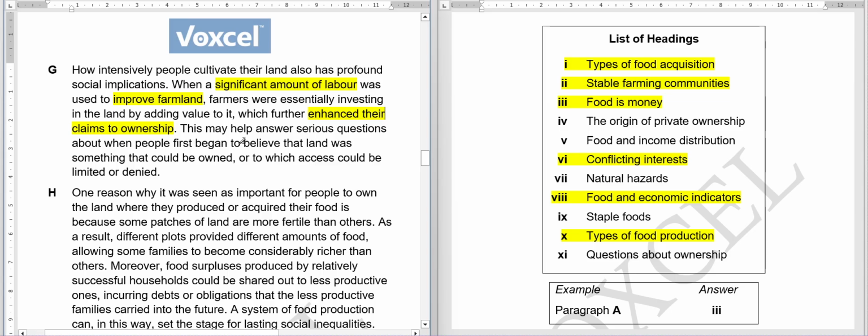This may help answer serious questions about when people first began to believe that land was something that could be owned, or to which access could be limited or denied. Knowing this may help answer some serious questions. What kind of questions, or on what topic? Like when people first began to believe that the land was something that could be owned, like when they started to believe that this is their land, that they have ownership of this land, when they started to have this particular idea, or the access to this particular land, like what kind of people are allowed on this land, or whom they can deny the use of this land, this particular idea, when it started.